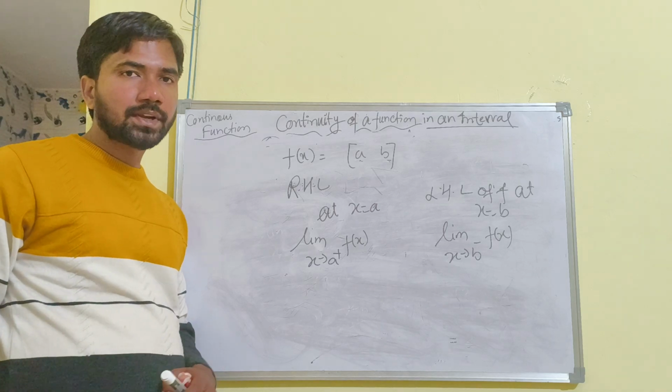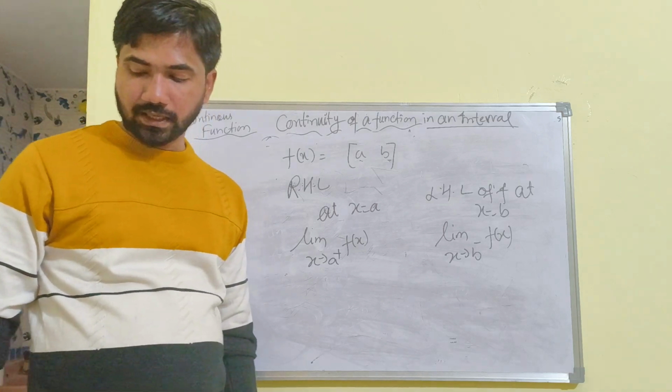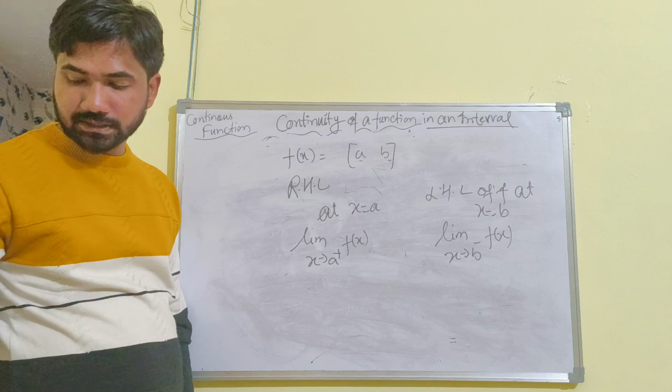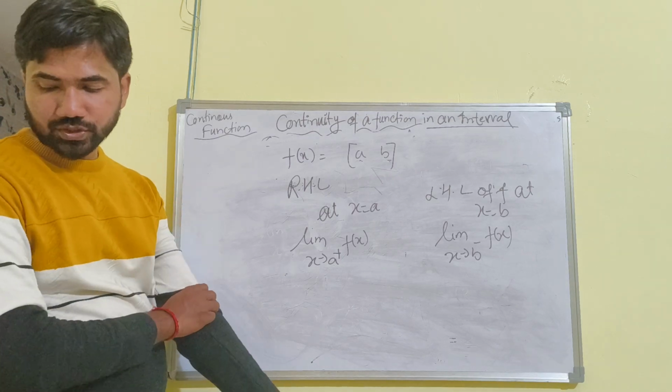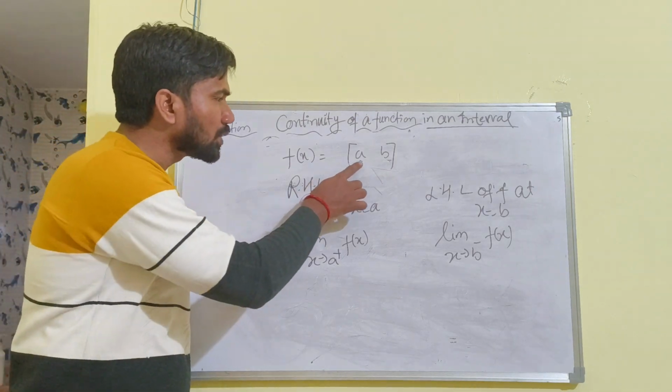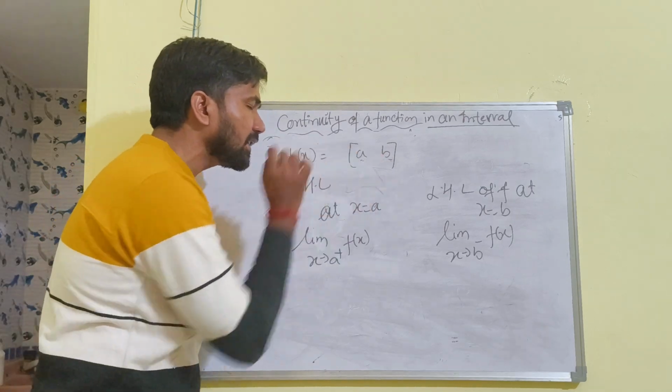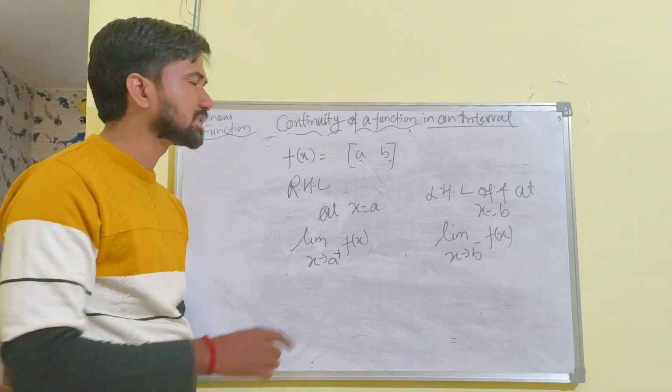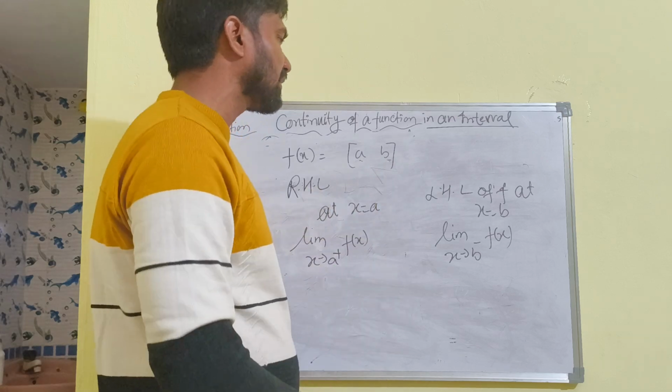If they ask about continuity in an interval, at that time we have to check f(x) at a, the right hand limit, and at b, the left hand limit. Here there is no need to check the left hand limit, and there no need to check the right hand limit, because this function is defined in the closed interval [a, b].